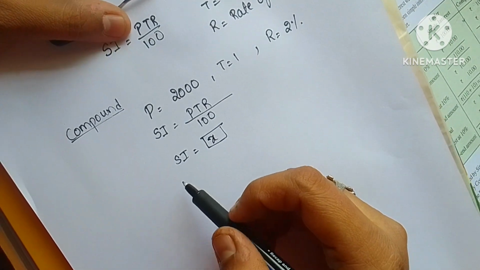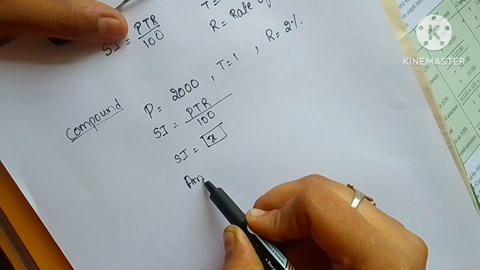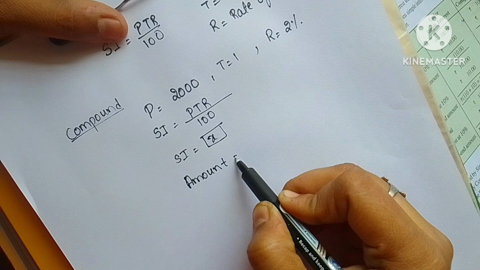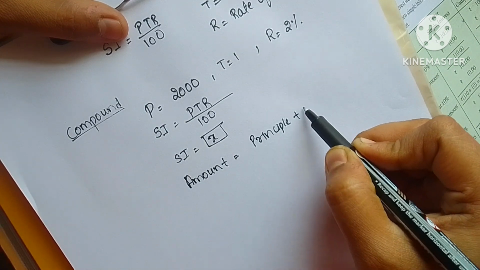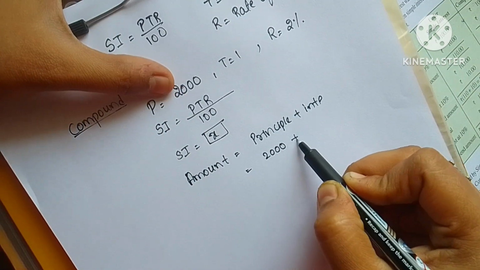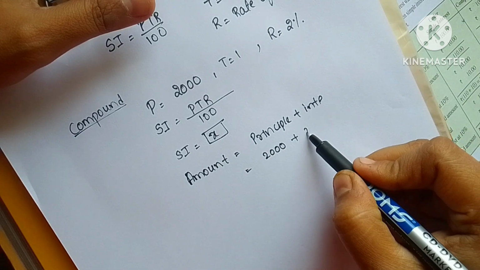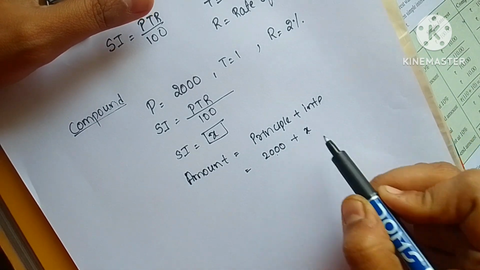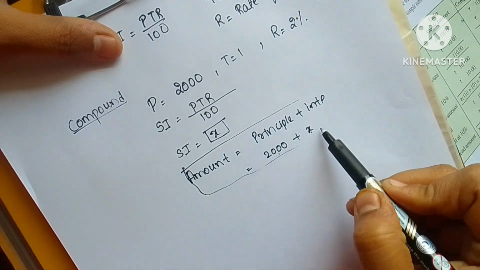Then after getting the simple interest, we will calculate what? The amount. What is the formula for amount? Principal plus interest. Here the principal is 2000 rupees and the simple interest we don't know how much we will get, some X. So again 2000 plus X. This is the amount formula for simple interest.